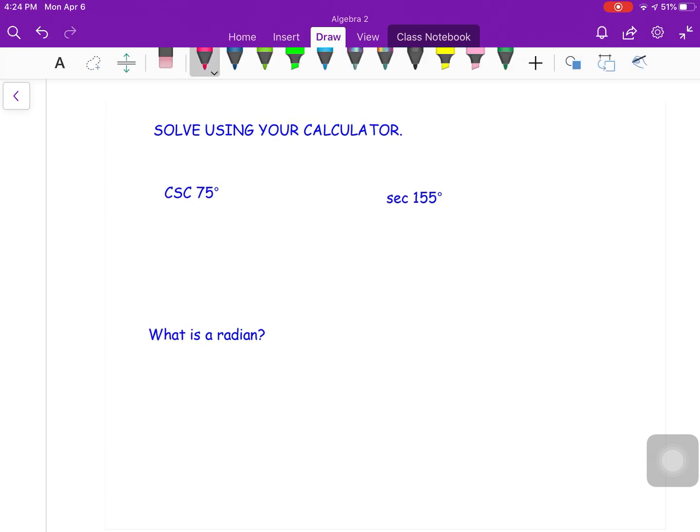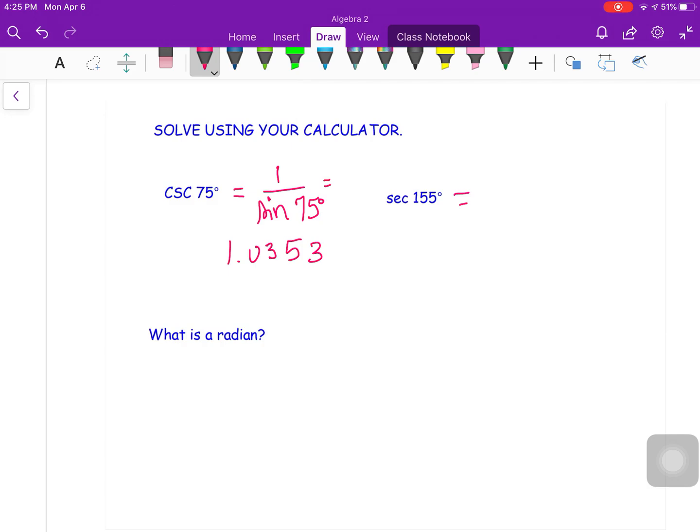If I have the cosecant of 75, how do I put that in my calculator? Because I have no secant, cosecant, or cotangent buttons. So cosecant is the reciprocal of sine. That means 1 over the sine of the angle, which was 75 degrees. So making sure my calculator is on degrees, I'm going to type 1 divide sine of 75. And I get 1.0353.